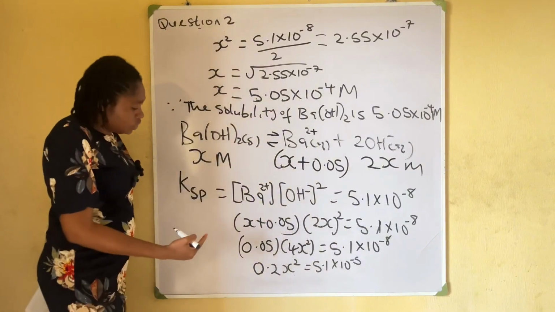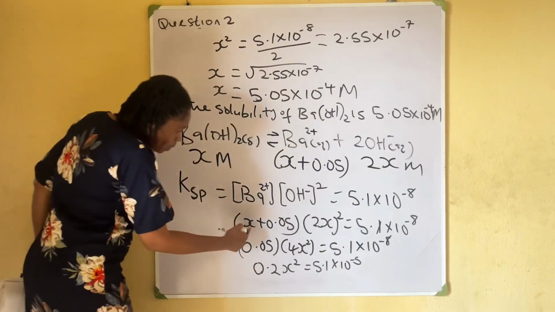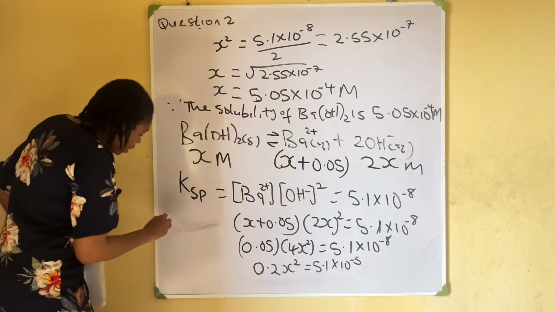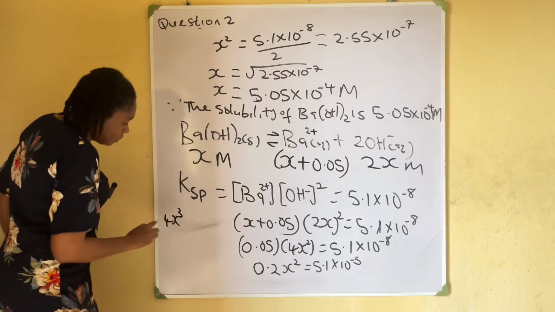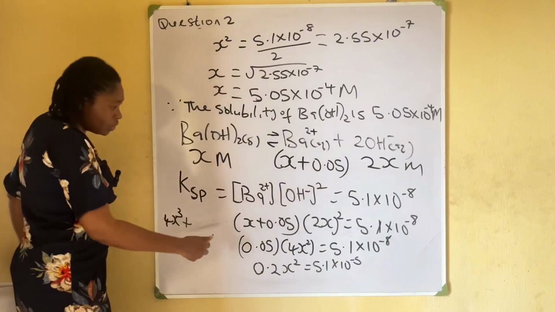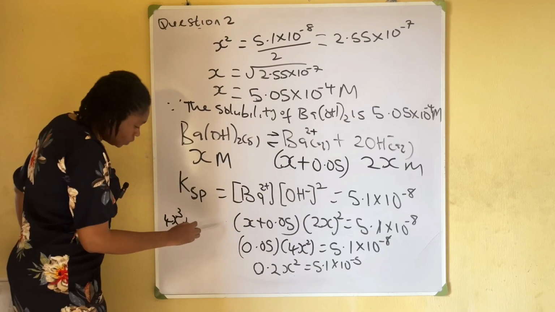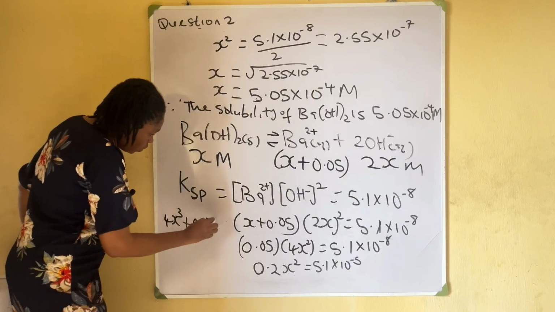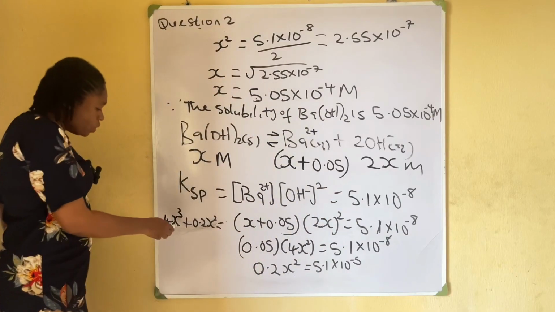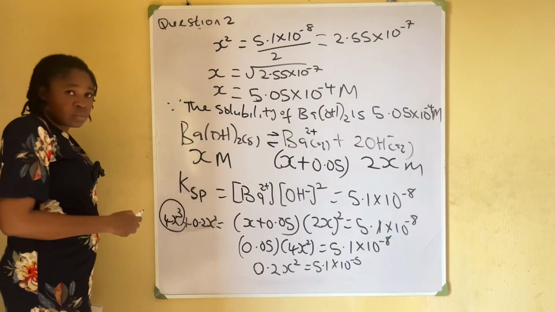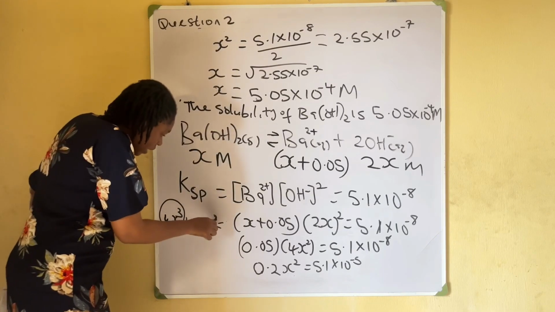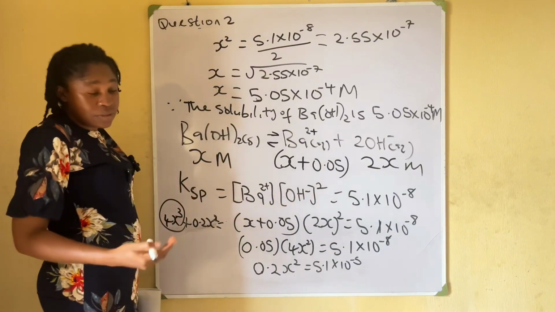If you also want to use the other method, look at this from this place now. So this S times 2S squared will be 4S raised to the power 3 plus 0.05 times 4S squared. You will have 0.2 S squared equals this value, the KSP 5.1. So you consider this value to be too small. So we'll be using this 4S raised to the power 3. You'll be working with only 0.2 S squared equals 5.1. So you get the same answer.